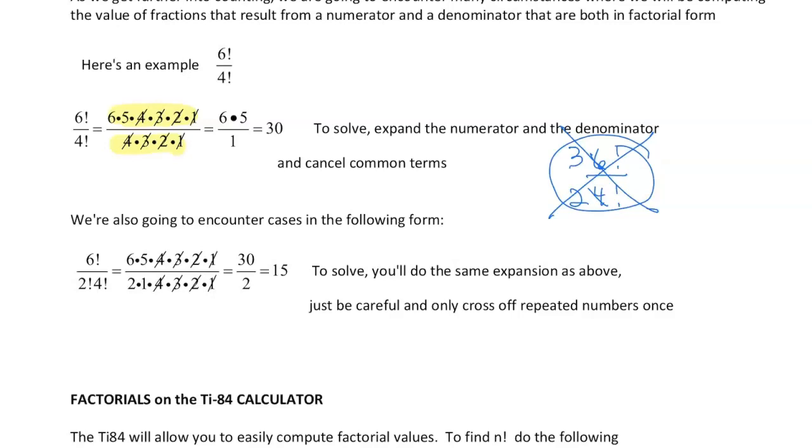So the same thing will work if you have 2 factorials in the denominator. See what I've done? I have expanded all 3 terms. So 6 factorial is my numerator, 2 factorial is part of my denominator, and then 4 factorial is also part of my denominator. And you end up with 15.